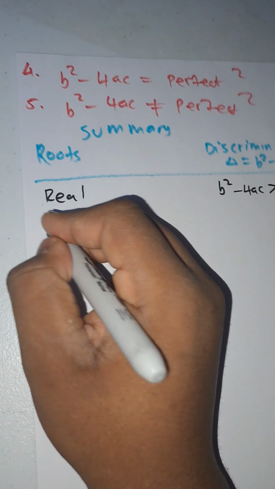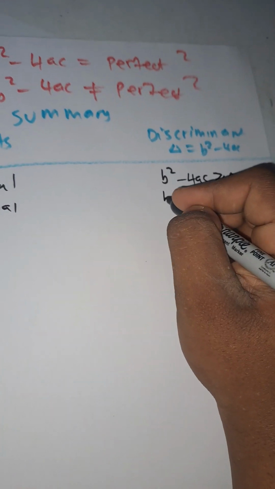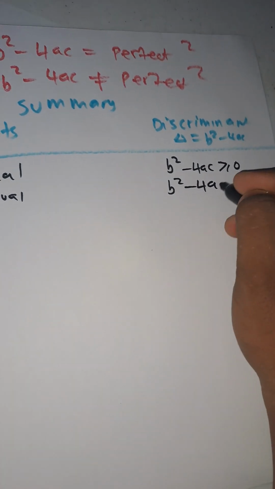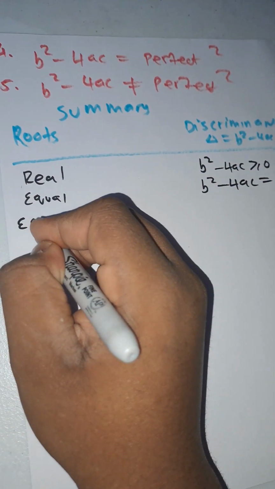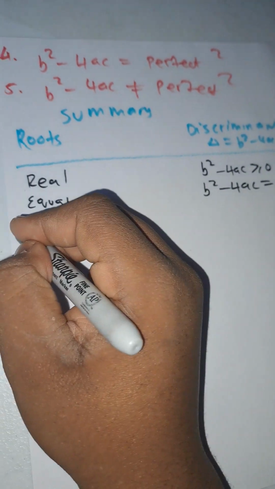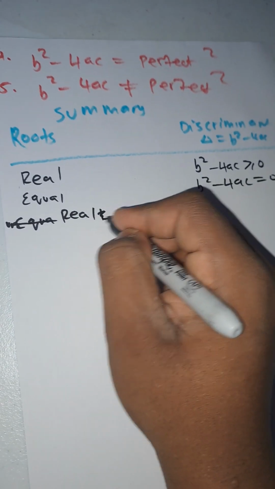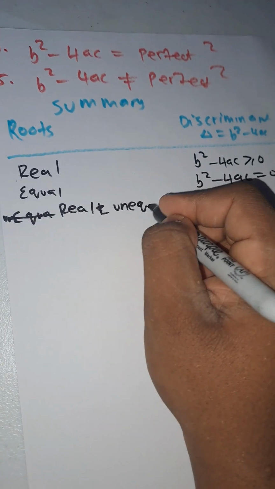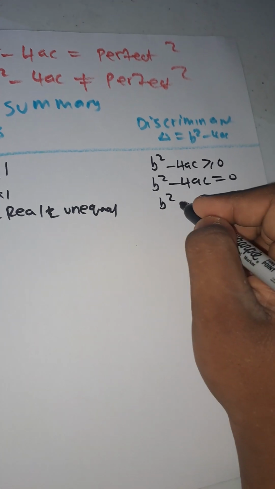And then number 2, I have equal roots, where your b squared or your discriminant is equals to 0. Number 3, I have real and unequal roots. So the discriminant, it is what? Greater than 0.